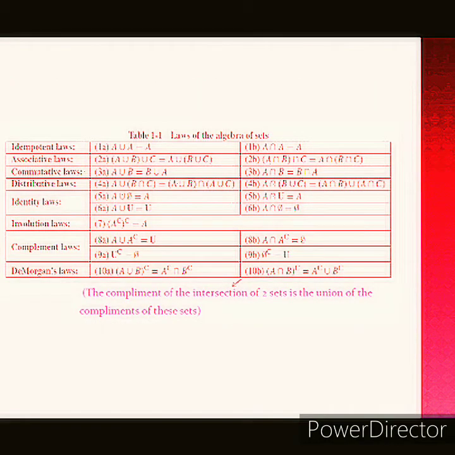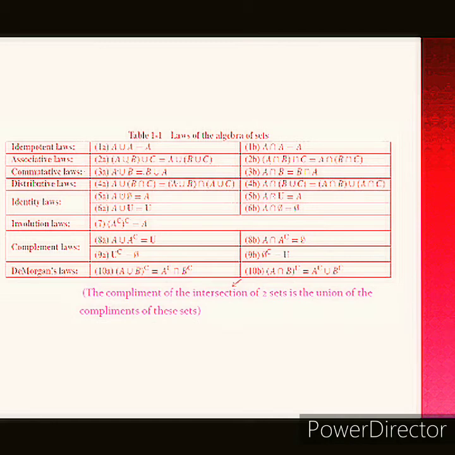Now come to the laws of the algebra of sets. The first law is the idempotent law, that says A union A is equal to A. A similar law holds for the intersection, A intersection A is A. Second is the associative law. The associative law for union and intersection are both there, in parts 2A and 2B. Part 2A holds for the union, which is A union B union C equals A union B union C, grouped either way. Similarly for the intersection.